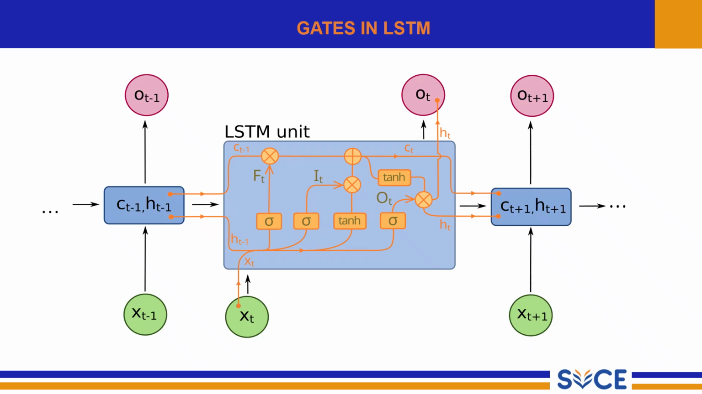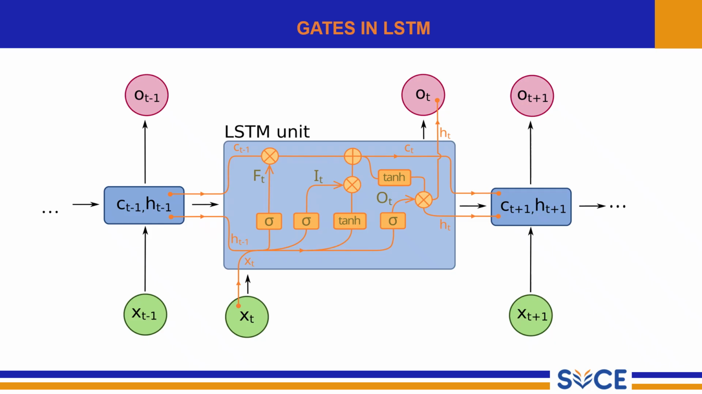Step 4. Output gate and hidden state. Finally, we compute the output gate ot. This gate decides what part of the updated cell state should be exposed as the hidden state. First, the new cell state is passed through a tanh function to squash its values. Then, it is multiplied by the output gate. The result is the new hidden state ht. This hidden state serves two purposes. It is passed to the next time step and it is also used to produce the output.